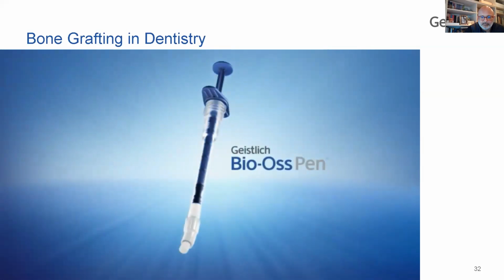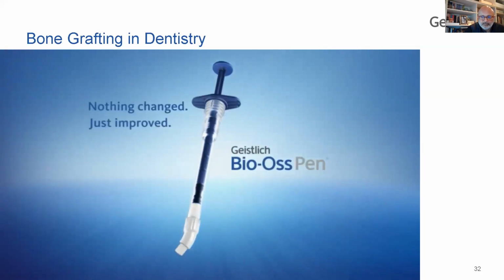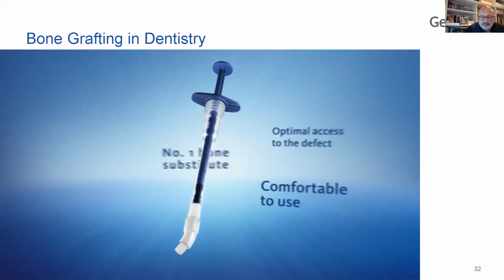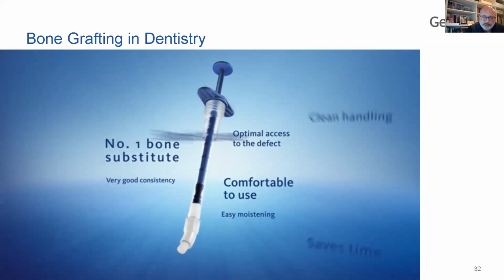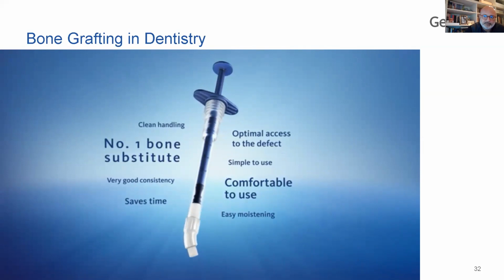New Geistlich Bio-Oss Pen. Nothing changed, just improved. The Geistlich Bio-Oss Pen combines the number one bone substitute material with comfortable use and optimal access to the defect. The material can be easily moistened and offers very good consistency. Furthermore, its simple use saves time and guarantees clean handling.